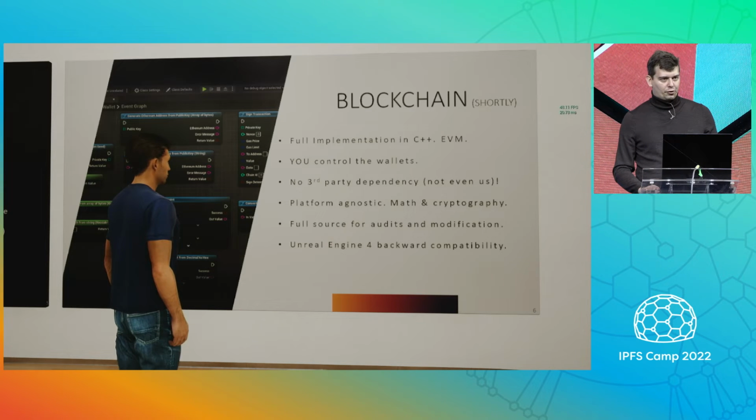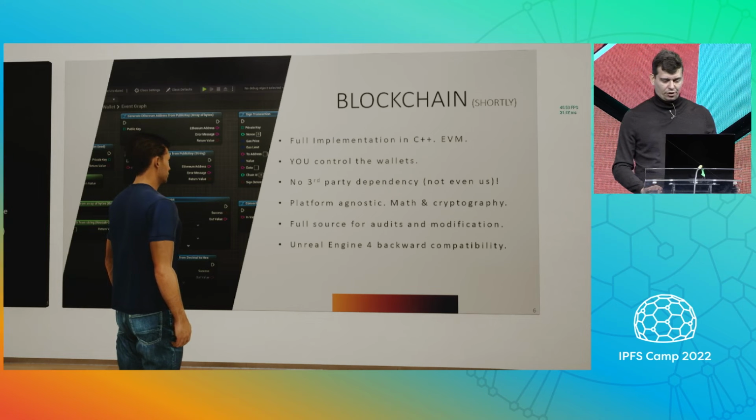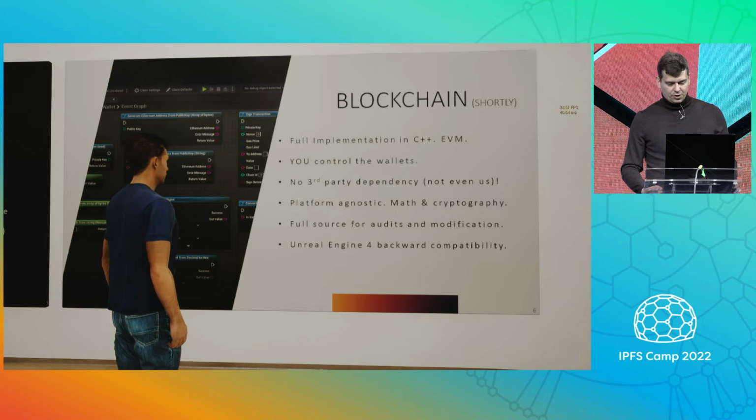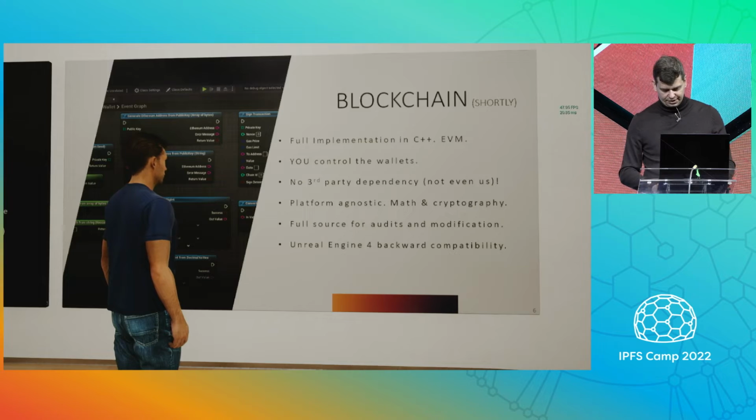It is platform agnostic. It works on consoles. It works on mobile. It implements full 256-bit math and cryptography, and all the hash functions that you need to run basically any blockchain. The basic implementation uses EVM, but it is very simple to implement by yourself, for example, Bitcoin or any other blockchain using those tools. We also ship with full source, which means that you can do a security audit, you can modify the source, you can extend it however you want. And we are Unreal Engine 4 backward compatible, because we know that there are a lot of products already in development that are still stuck with Unreal Engine 4.